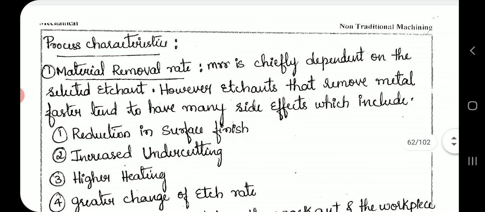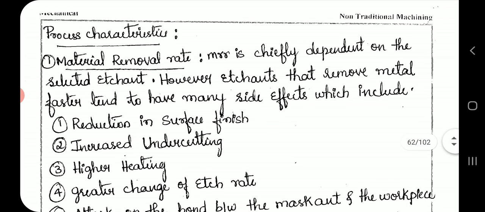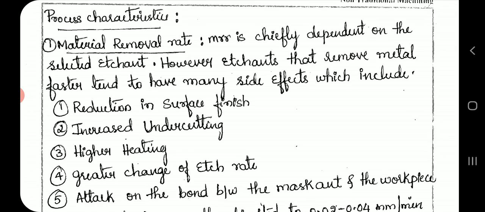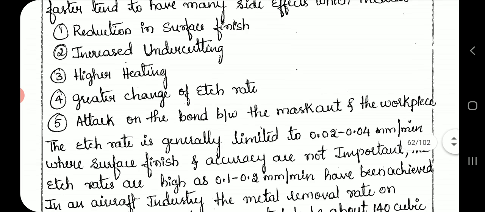Process characteristics: material removal rate. MRR is chiefly dependent on the selected etchant. However, etchants that remove metal faster tend to have many side effects, which include reduction in surface finish, increased undercutting, higher heating, greater change of etch rate, and attack on the bond between the maskant and the workpiece.